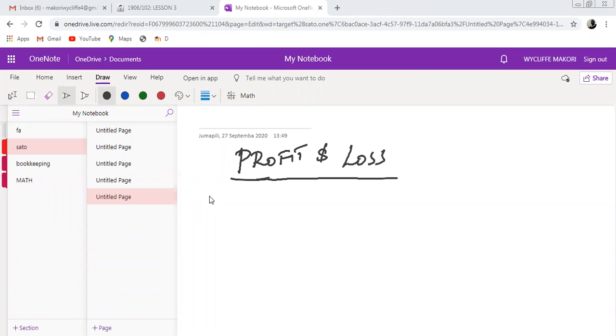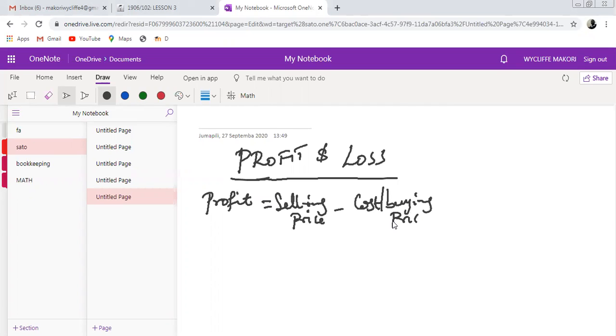If we start with the profit, we know profit will occur when the sales or the selling price is higher than the cost price. So the profit is normally given by the selling price minus the cost price. Cost price is also referred to as the buying price. If the selling price is higher than the buying price, then you are going to realize profit.